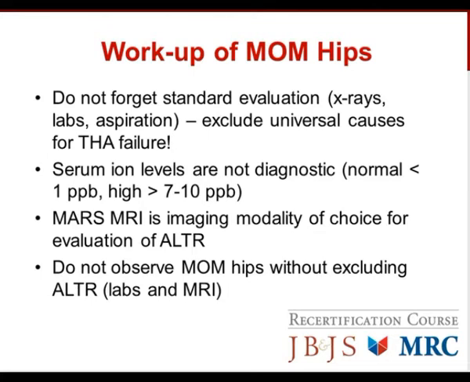When it comes to serum metal ion levels, we know that they're not diagnostic. Normal is somewhere less than 1 part per billion. When they get above 7 to 10 parts per billion, we start to get worried. But we know that metal ion levels cannot be used in isolation to diagnose a problem with a metal-on-metal hip. We've seen some patients with severe local soft tissue reactions with very low metal ion levels and vice versa. The MARS MRI, or the Metal Suppression Protocol MRI, is the imaging modality of choice for evaluating a patient with a metal-on-metal hip arthroplasty.